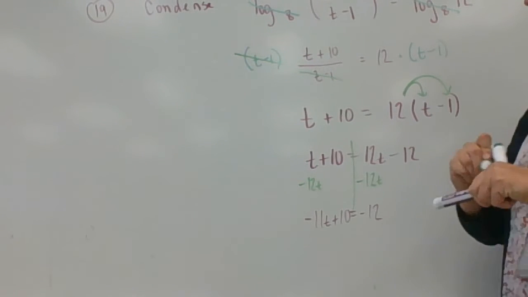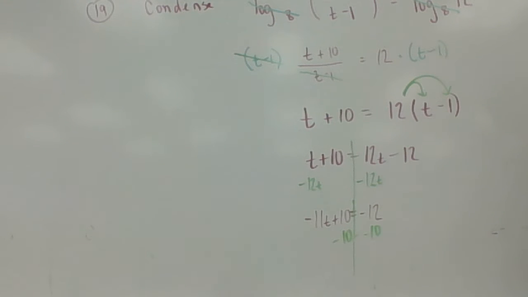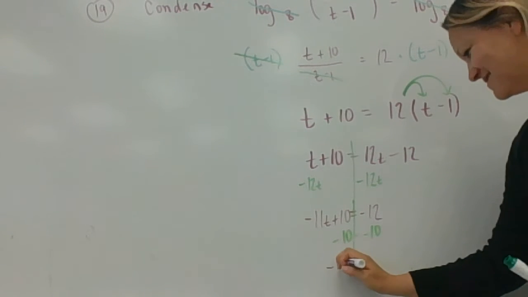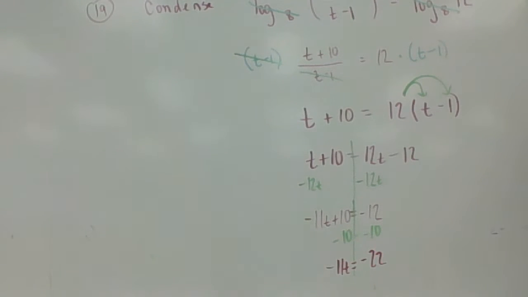Matthew, what'd you get? T equals 2. Is it extraneous? I don't know what that means. I literally have no clue.